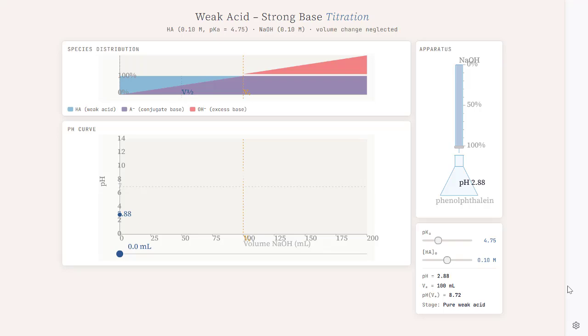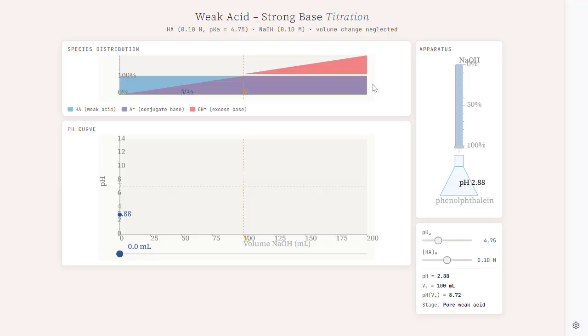I want to introduce this weak acid strong base titration widget. It's inspired by the FET simulations. Let me just walk you through the panels and then demonstrate it. So on top is a species distribution. It shows how the weak acid gets turned into conjugate base pre equivalence point, and then we have excess of strong base after.